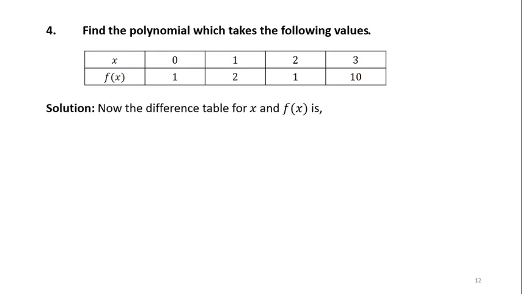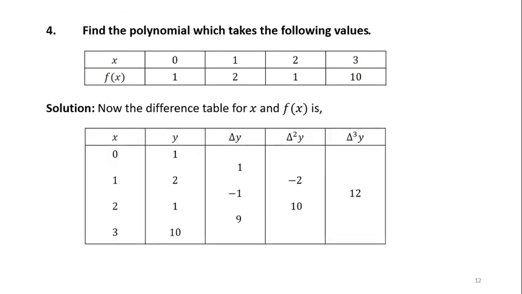Now first write down the forward difference table for x and f of x. In the first column, write down the values of x. In the second column, write down the values of y. Now the first differences are given by 2 minus 1, 1, 1 minus 2, minus 1, 10 minus 1, 9. The second differences are given by minus 1 minus 1, minus 2, 9 minus of minus 1, 10. The third differences are given by 10 minus of minus 2, that is 12, which is a single entry.